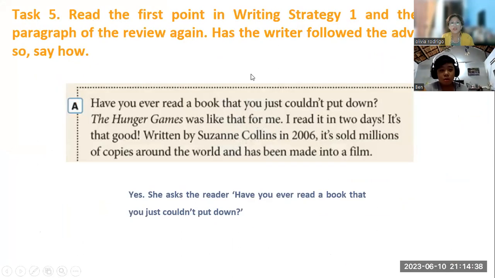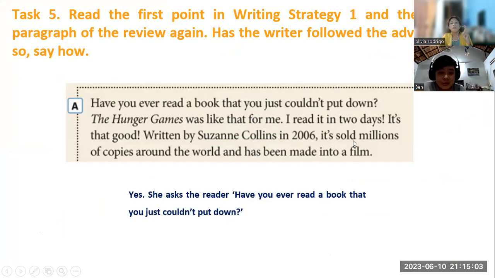So here, reading the first point in writing strategy 1, the first paragraph of the review again, has the writer followed the advice? If so, say how. Here, look at A. Have you ever read a book that you just couldn't put down? The Hunger Games was like that for me. I read it in 2 days. It's The Hunger Games, written by Suzanne Collins in 2006.